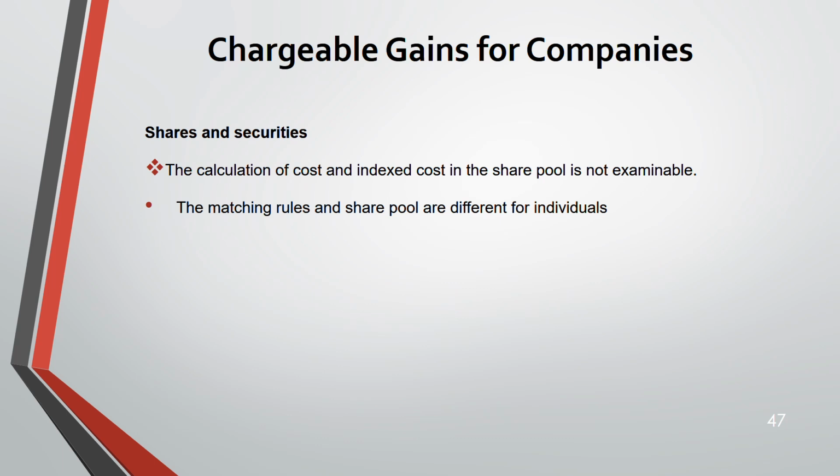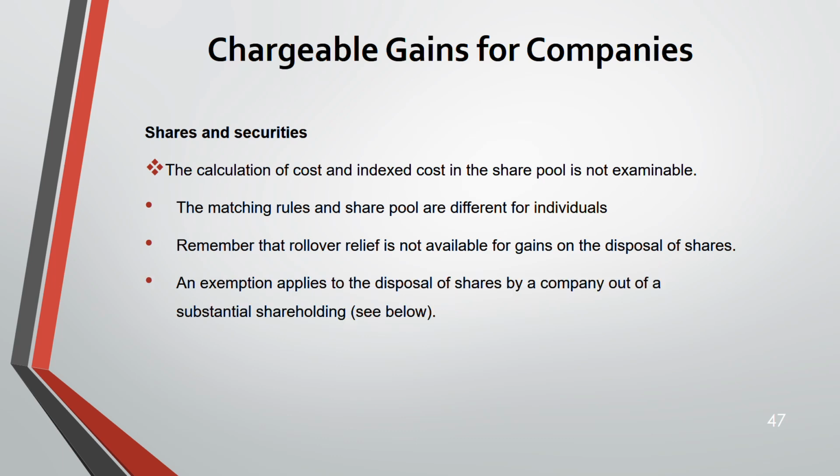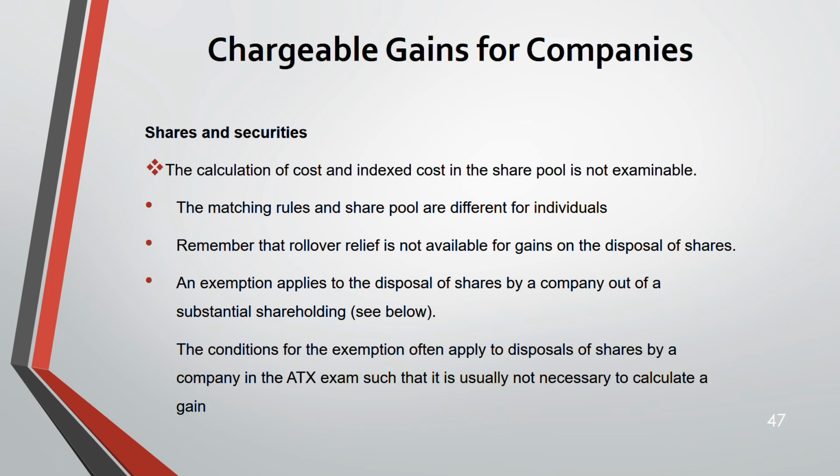Matching rule and share pool are different for individuals. Remember, rollover relief is not available for gains on disposal of shares. An exemption applies to the disposal of shares by a company out of a substantial shareholding. We'll see that next. The conditions for the exemption often apply to disposal of shares by a company in the ATX exam, such that it is not necessary to calculate a gain. That means normally the exemption applies. Now let us do a question.